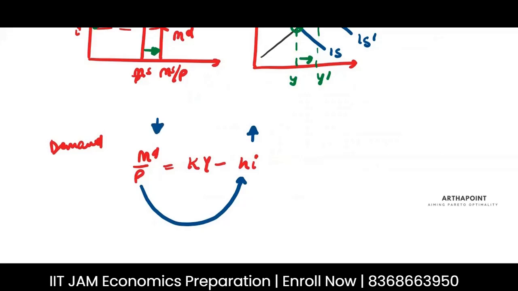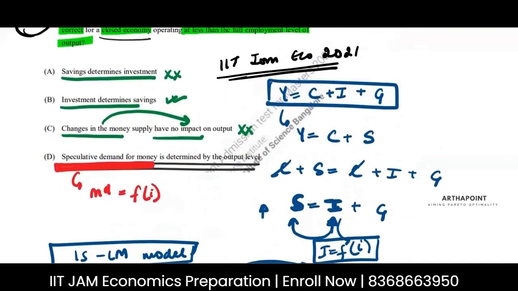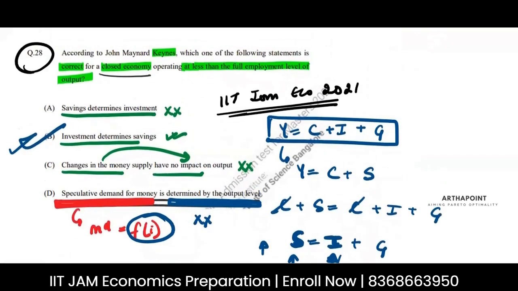You don't want to keep your money in hand or keep it liquid, but you want to invest it somewhere. So this is actually a function of the interest rate. Is it determined by the level of output? No, it is determined by what interest rate exists in the economy. So the correct answer is B. Investment definitely determines the savings.